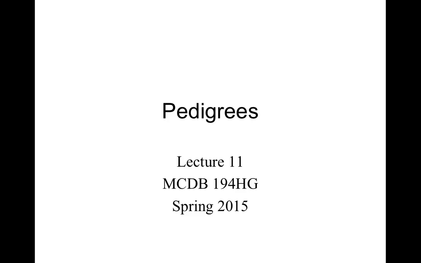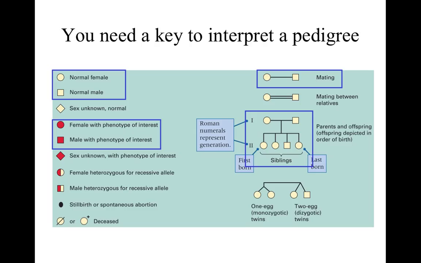Lecture 11 is about pedigrees and introduces the concept of linkage in pedigrees. A pedigree is essentially a family tree that also denotes phenotype and genotype information. A circle represents a female and a square represents a male. A filled circle and a filled square represent affected individuals showing the trait in question.